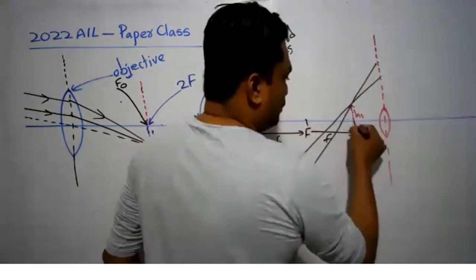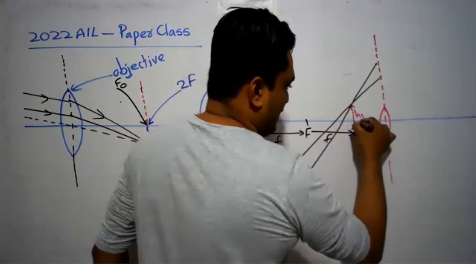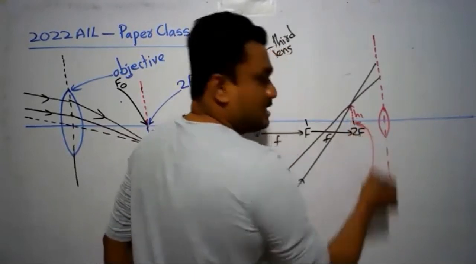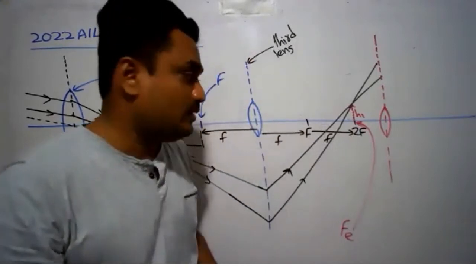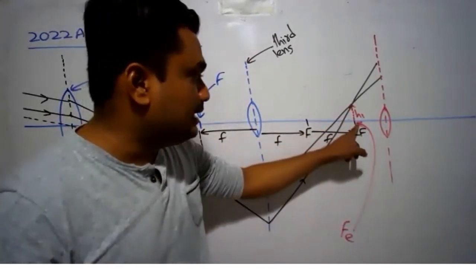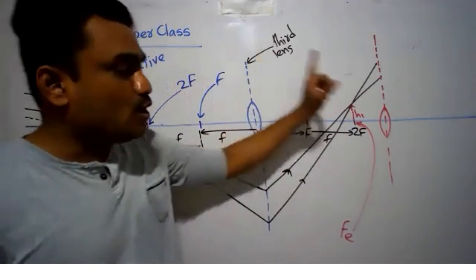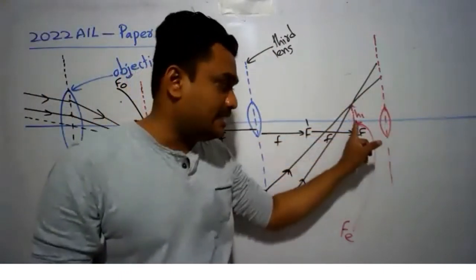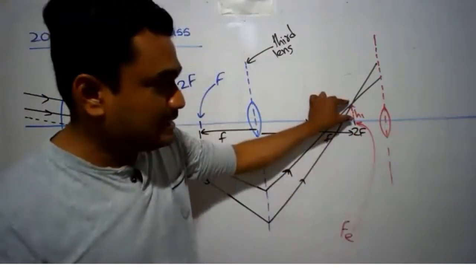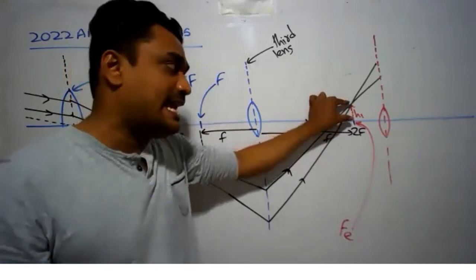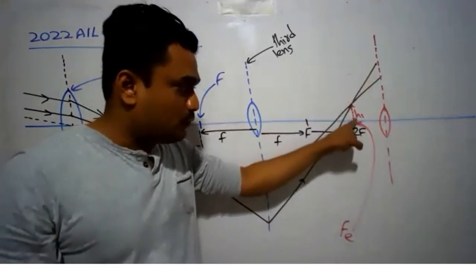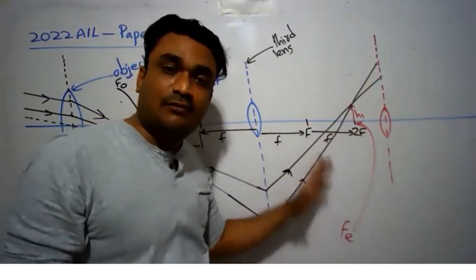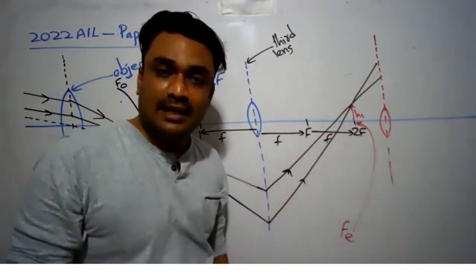So therefore this is 2f, as well as the focal point of the eyepiece lens. Can you understand? 2f of the third lens and the focal point of the eyepiece lens should be at the same point. Now there's an image. That image is acting as an object for the eyepiece lens. That object is kept on the focal point of the eyepiece lens. Therefore, the final image will be at infinity.